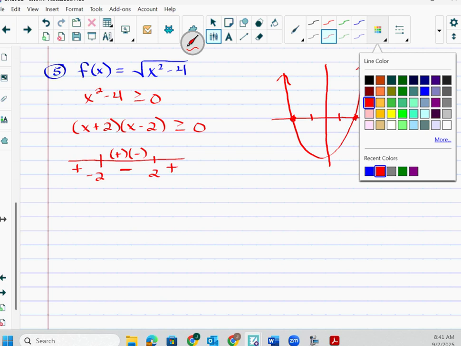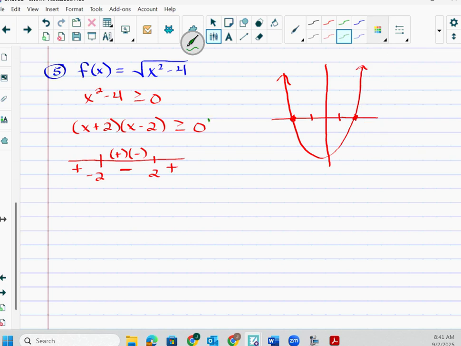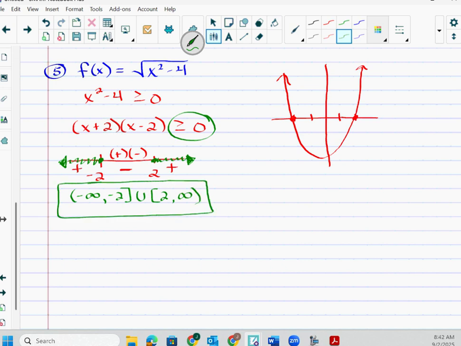And then writing your final answer, we want to know greater than or equal to 0. So that's the positive pieces of my number line that I found, right, where the little pluses were. Or equal to, so I can include -2 and the 2. So your answer would be -infinity to -2 bracket, union bracket 2 to infinity. Okay.